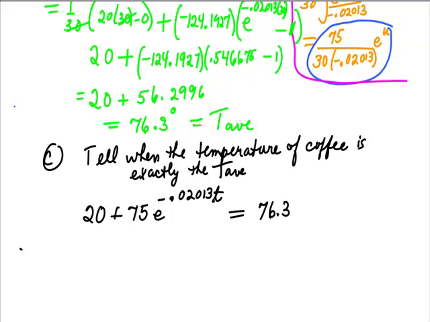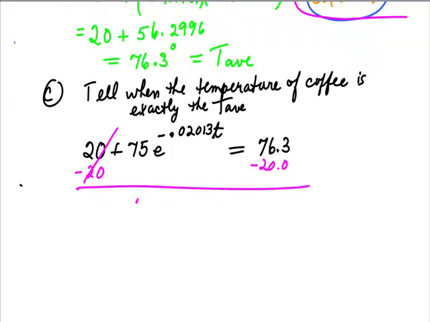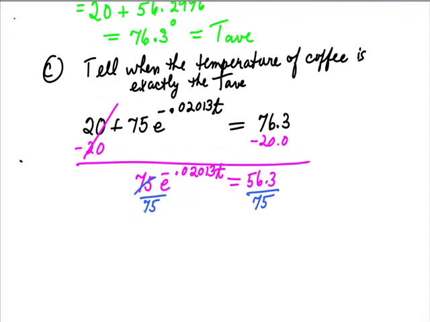So now we subtract 20, and we get 75 e to the negative 0.02013t is 56.3. Now we will divide by 75, which gives e to the negative 0.02013t is 56.3 over 75.